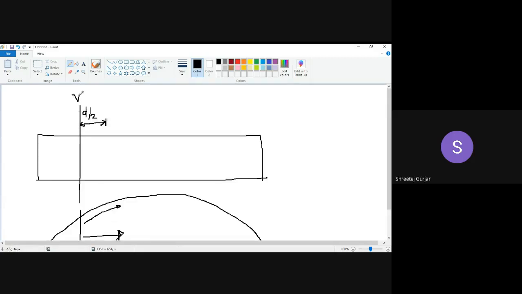Whatever VCR you calculate at this particular section, it is equal up till here. If you take any section in this particular distance, the VCR value will be the same, up to a distance of d by 2. So I hope you have understood what that particular clause says. Is it clear? Yes, sir.